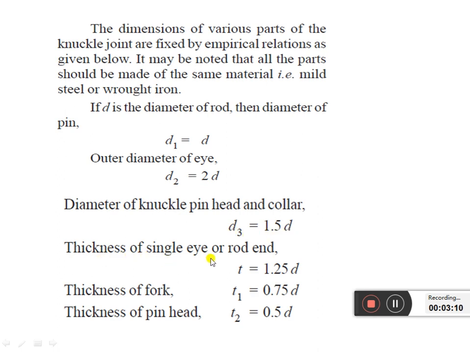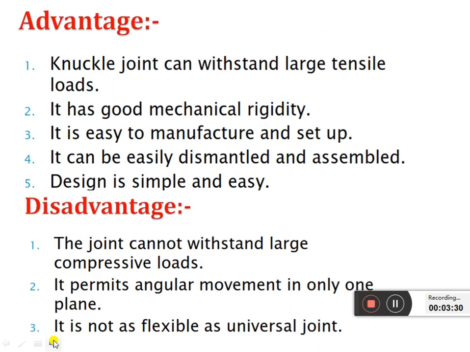Thickness of the single eye or rod end T equals 1.25d. Thickness of the fork T1 is equal to 0.75 into d. Thickness of the pin head T2 equals 0.5d. So these are the empirical relationships used in the knuckle joint.